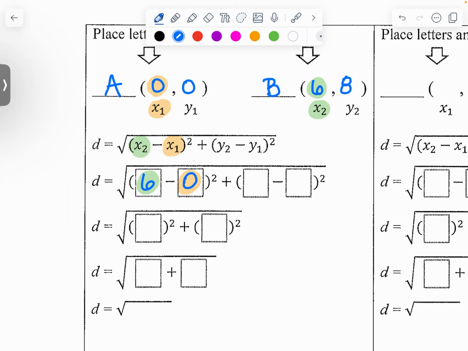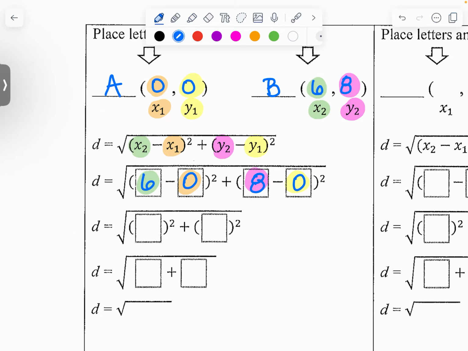Okay. You ready? This says y2. Where's y2? Okay, y2 is right here. So that number is going to go here. And then now I need y1, which I can find here. So here's where I'm going to put it. That's the hardest part. Putting the numbers where they go. Now we do simple calculations.